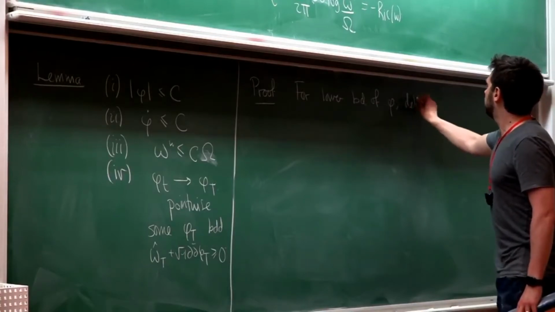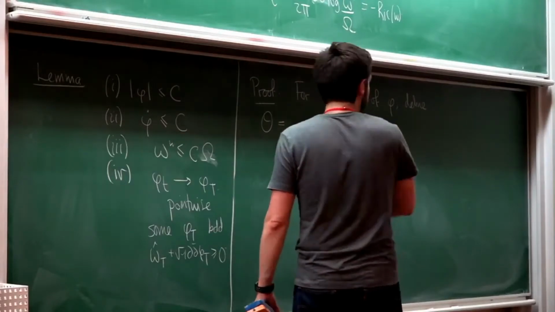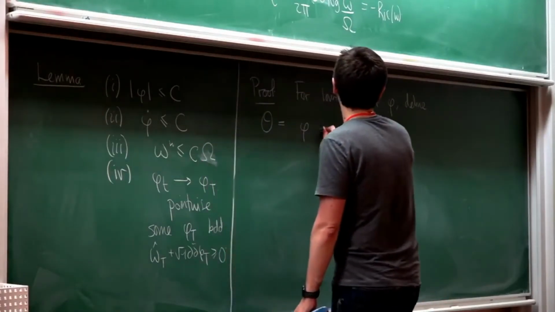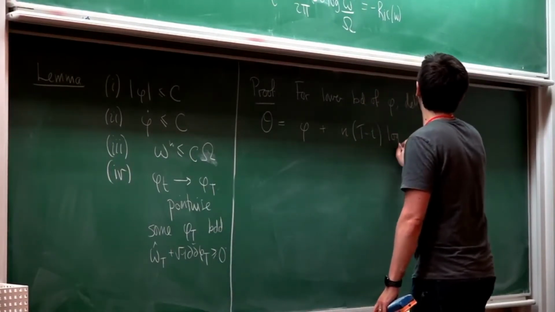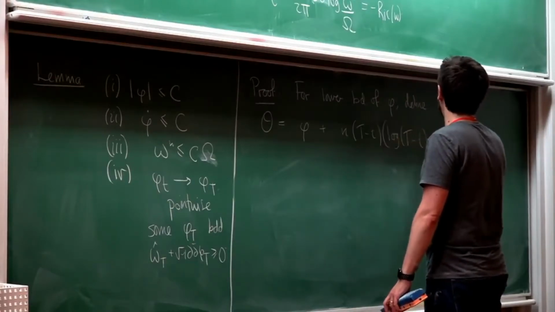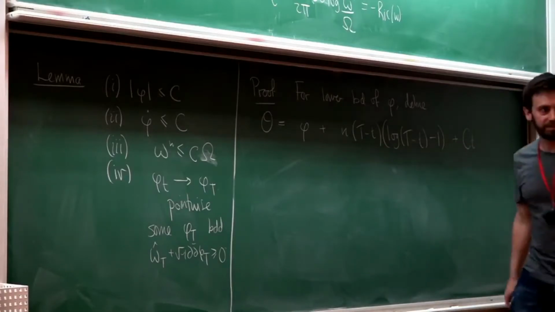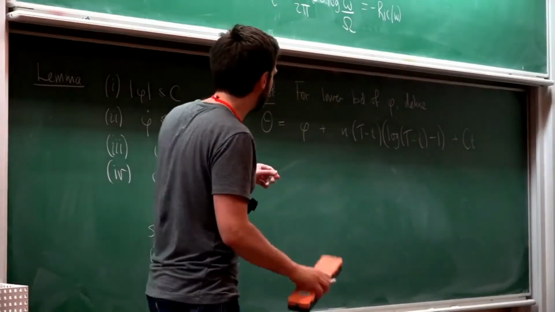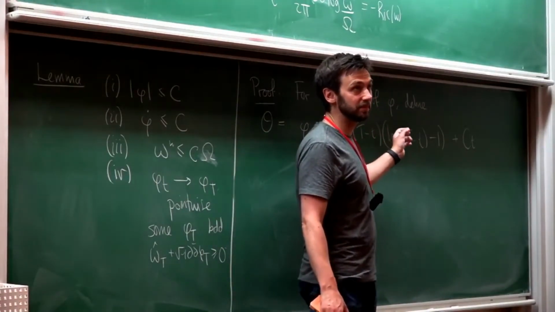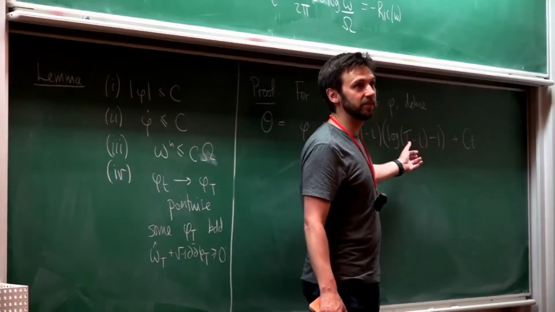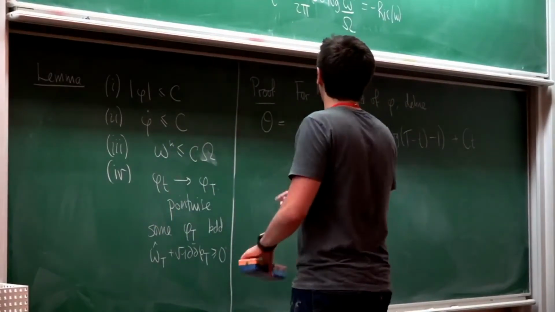I want to define another function which I'll call theta, and this is phi plus n times t minus t times log of t minus t minus 1 plus some large constant times t. This is just the antiderivative of log. So x times log of x minus 1 is the antiderivative of log. So that's what I'm doing here, but the x is my t minus t.